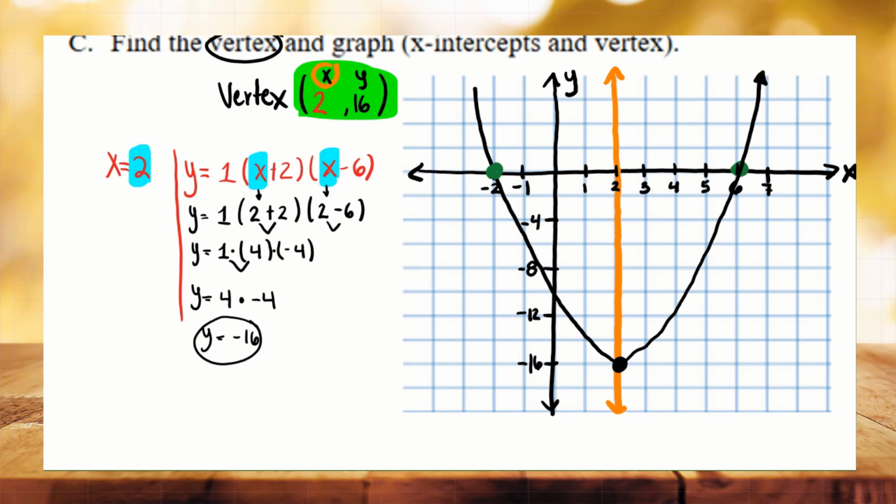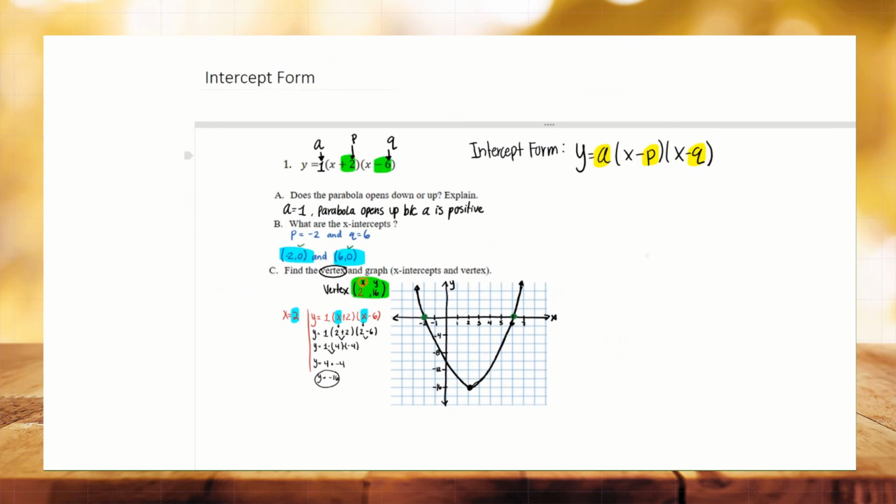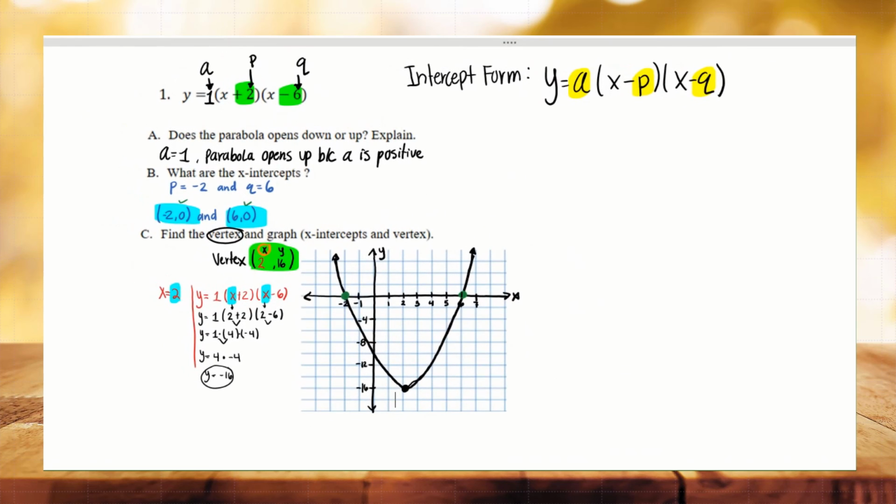Now that I have my vertex, a point on the left, and a point on the right, I can sketch my graph. Just like we said earlier, it opens up. And that's how you graph parabolas when they're in this form, which is called intercept form, since it gives us the x-intercepts of our equation. I hope that you found this video helpful.